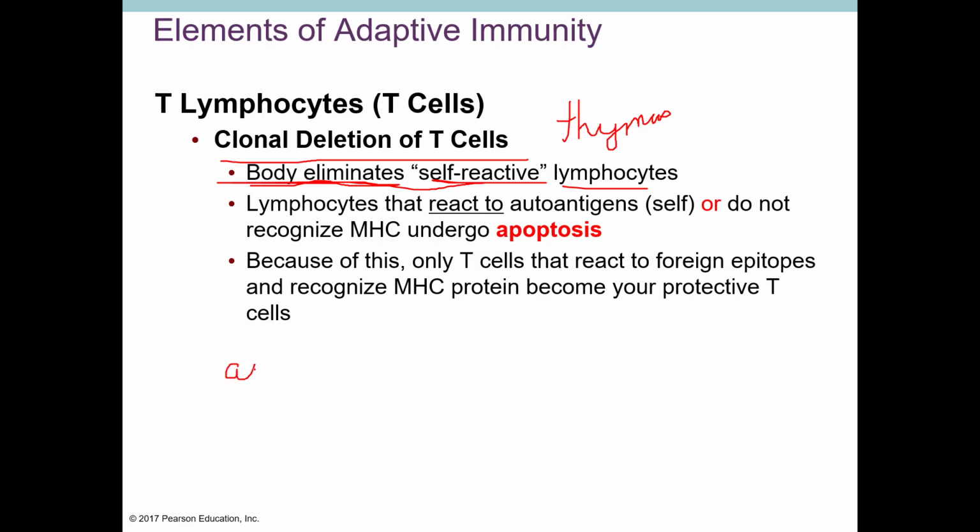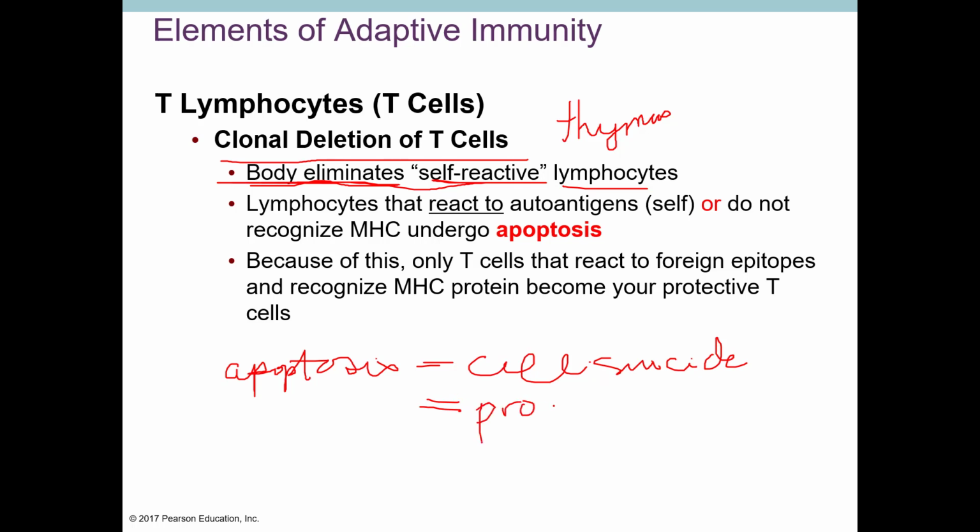So apoptosis is cell suicide. That's how I first learned it. And then as I got further along in my education, they started using the language programmed cell death. But these mean the same thing. It just sounds a little more fancy. Programmed cell death, like an intentional death. So the cell kills itself. So any cell that is self-reactive kills itself.